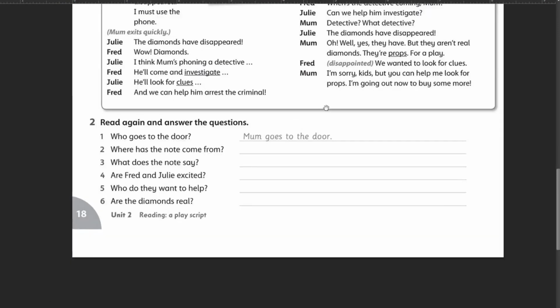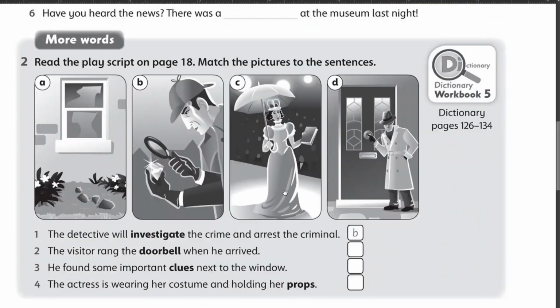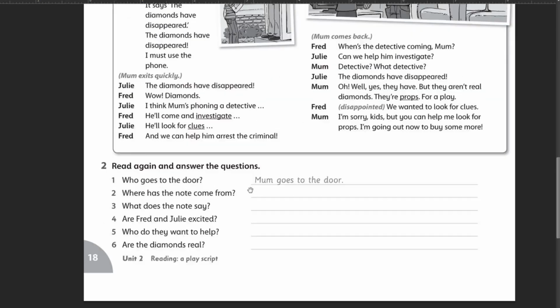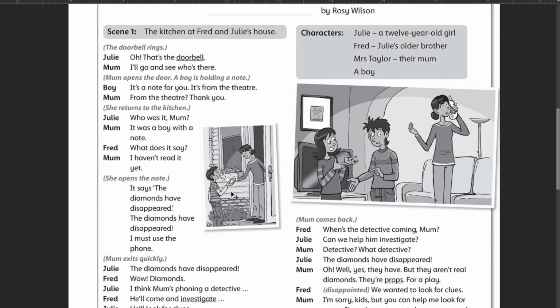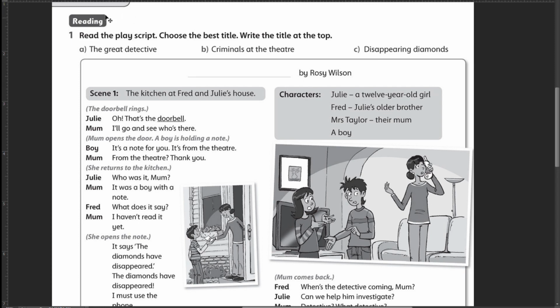So for your homework, we are going to answer page 18 as well as page 19 on your workbook. Some of the exercises we are going to answer together, but some of them you're going to answer by yourself. So let's start with page 18. At this part, you're going to choose the title of the script. For example, A, The Great Detective, B, Criminals at the Theater, or letter C, Disappearing Diamonds. So you're going to choose the best title for this script.